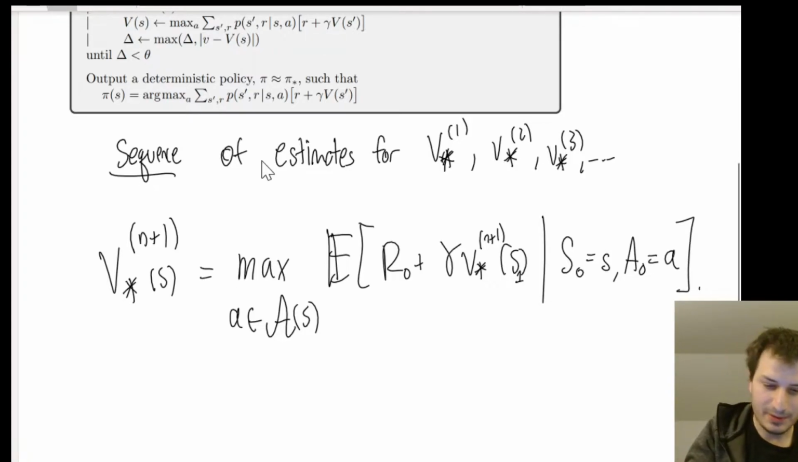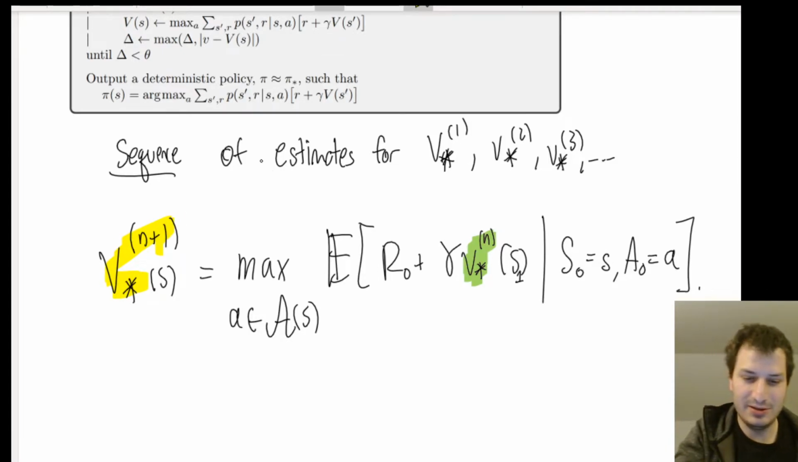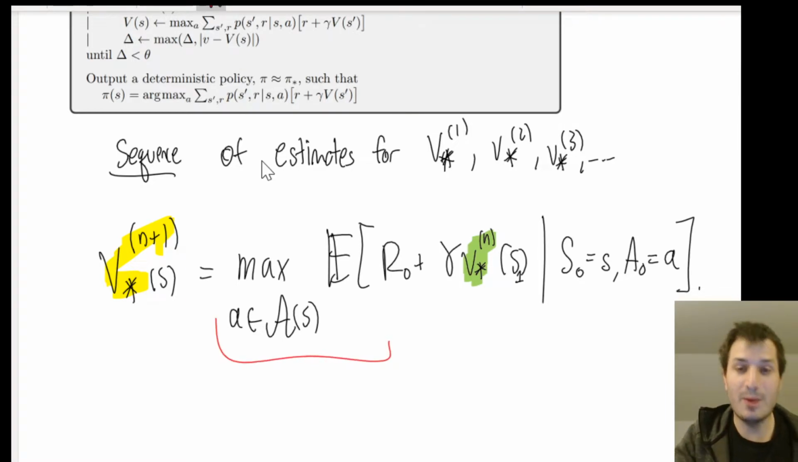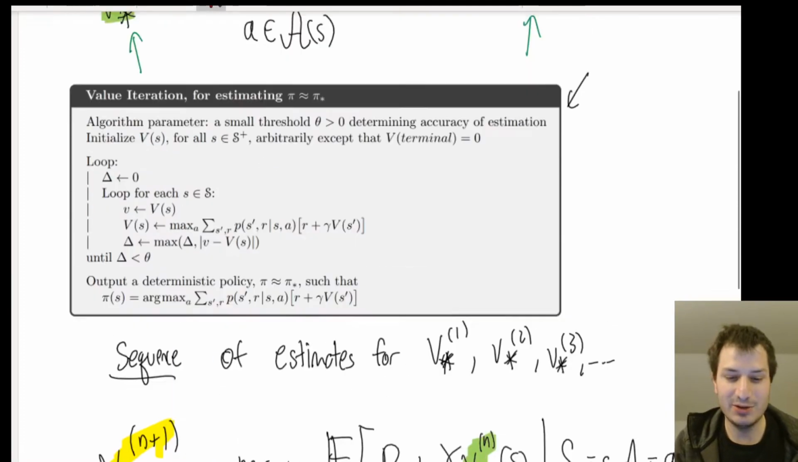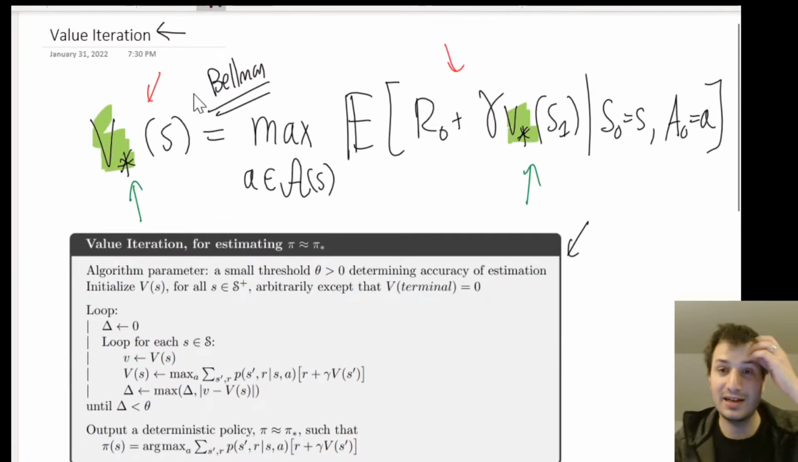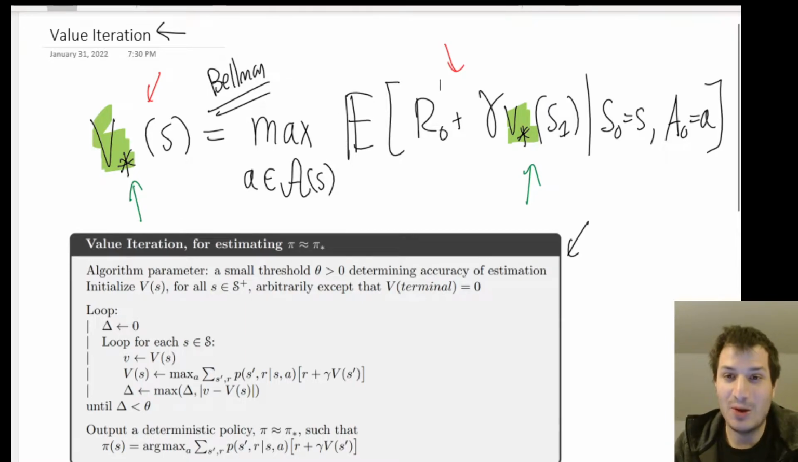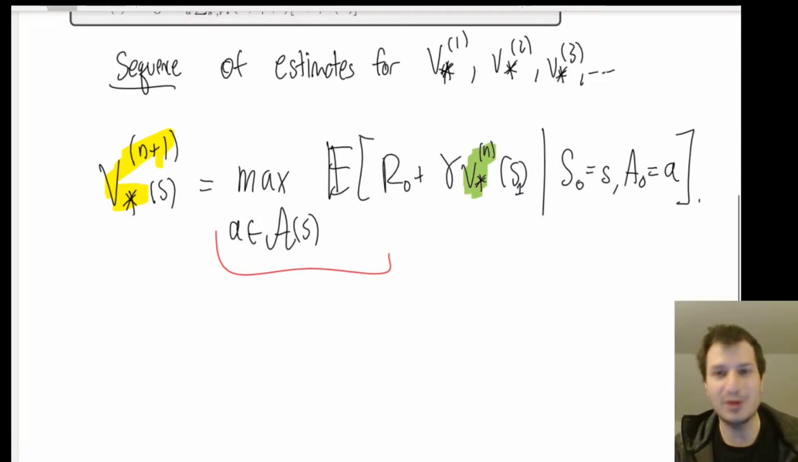So we use guess number n, V star n, to get V star n plus 1. And we're just applying what's on the right-hand side over and over again. And we're hoping that if you apply it enough times, you get to a fixed point where it's equal on both sides. So why should you hope that this works? Why is it okay to just apply the same thing over and over again?